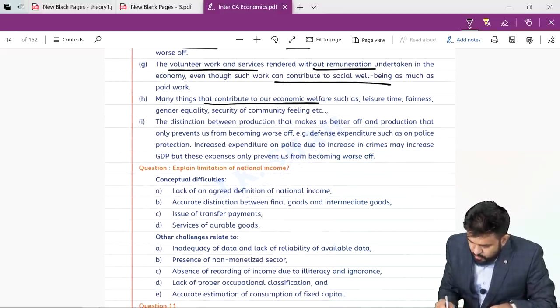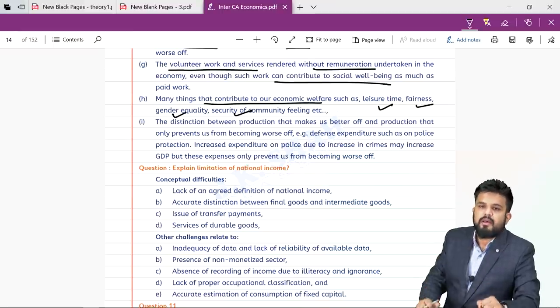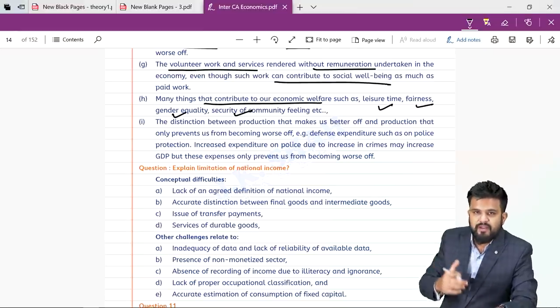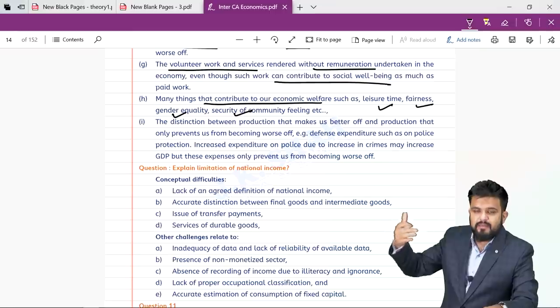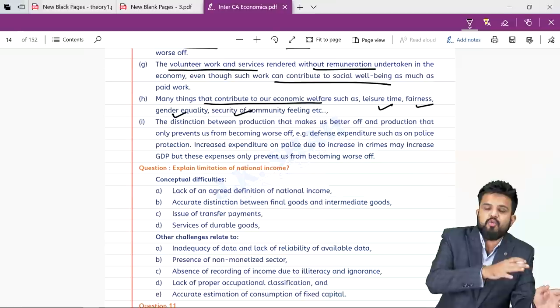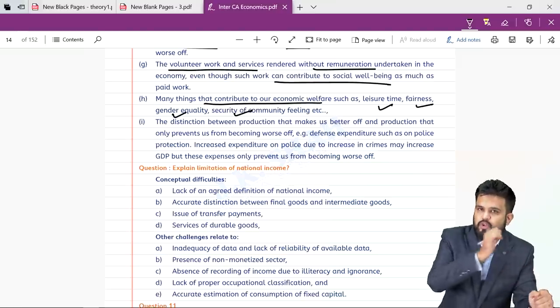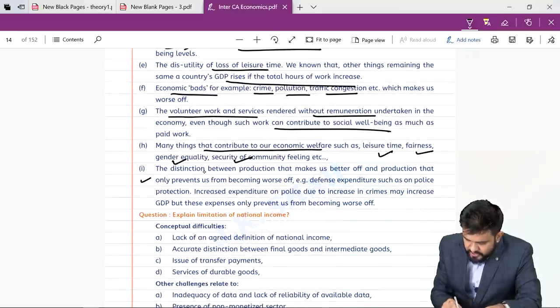So many things that contribute to economic welfare: leisure time, fairness, gender equality, security of community feeling, staying with the same community, no biasness between male, female, equal treatment, fairness, equal opportunity, relaxation time, leisure time. All these things will make a person happy, welfare, well-being increases, but may not add anything new to gross domestic product.